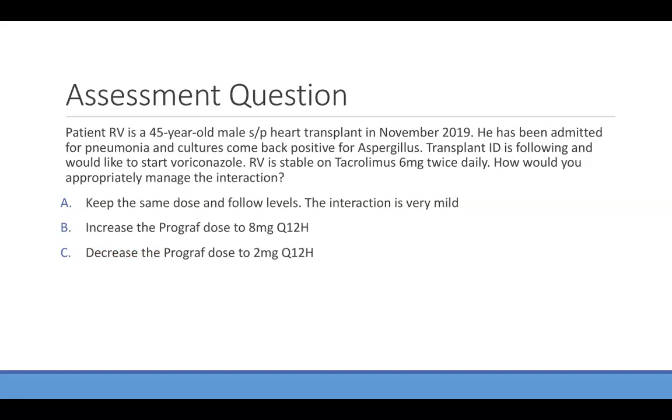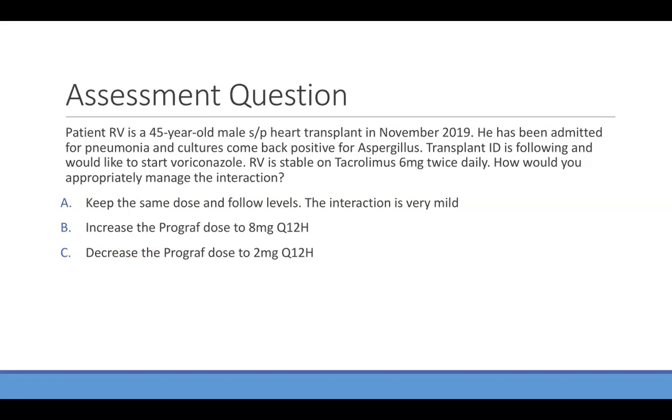Our next question is patient RV is a 45-year-old male, status post-heart transplant in November 2019. He's been admitted for pneumonia and cultures came back positive for aspergillus. Transplant ID is following and would like to start voriconazole. He's stable on tacrolimus 6 milligrams twice daily. How would you appropriately manage the interaction?